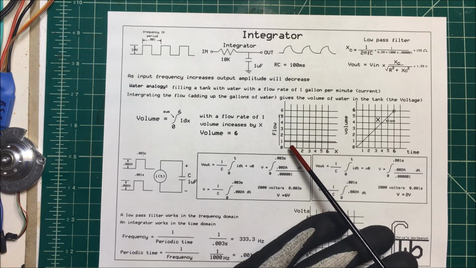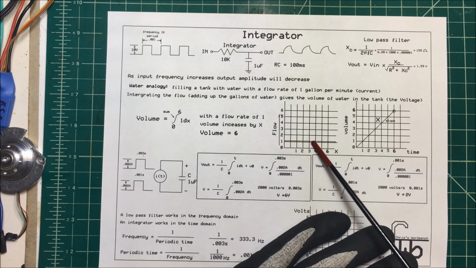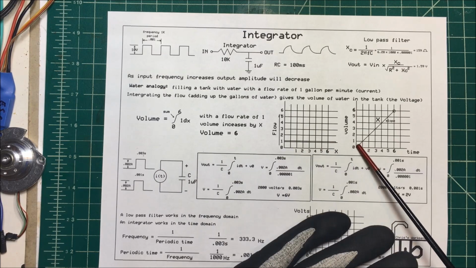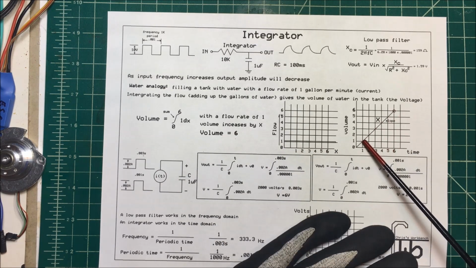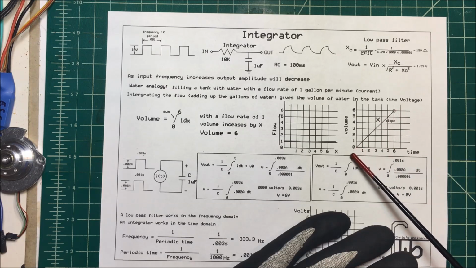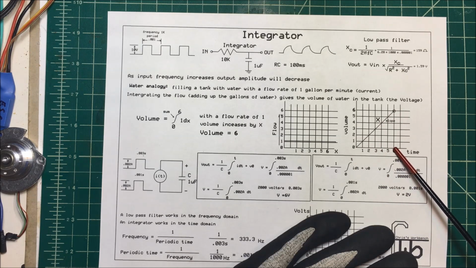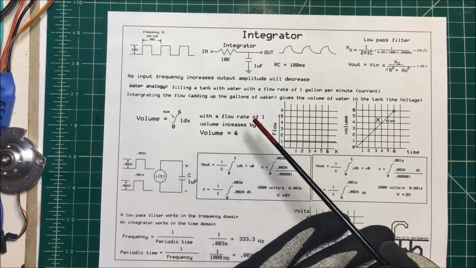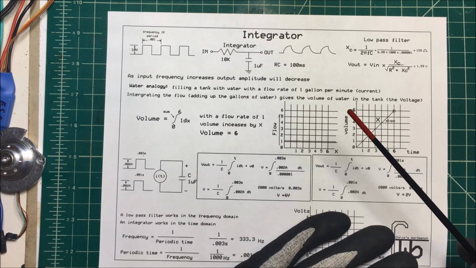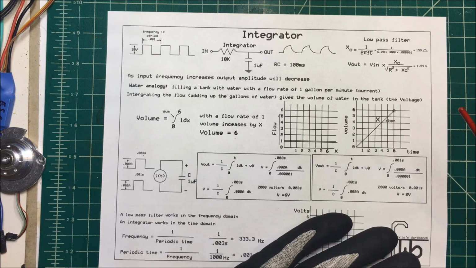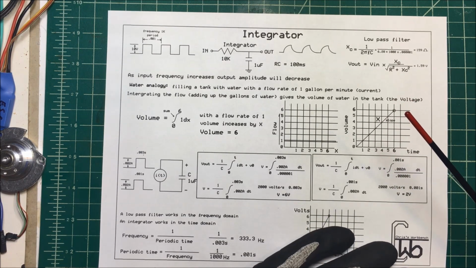Flow rate's constant at 1 gallon or 1 liter per minute, and it forms a slope over here. Okay, and this is our X here. Now we can see here that at 6 minutes we're going to have 6 gallons. At 5 minutes we're going to have 5 gallons, and so on along this slope here. Okay, so that's how we integrate the water going into the tank. We're just adding up all the little bits of water into the tank over a certain amount of time, and that gives us the volume in the tank there.